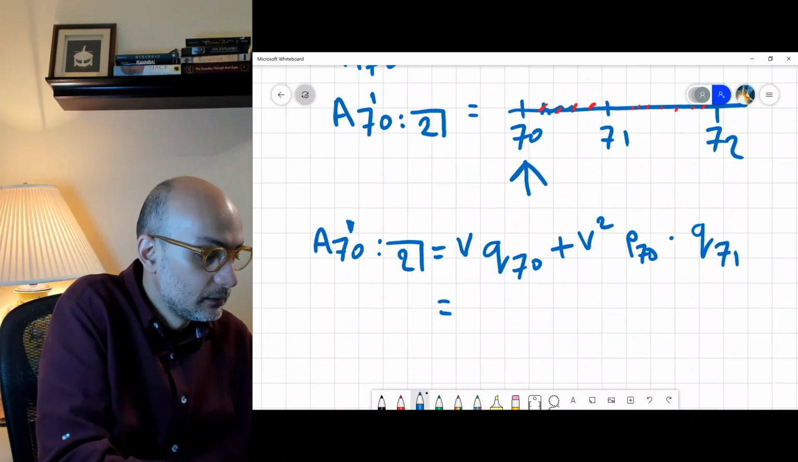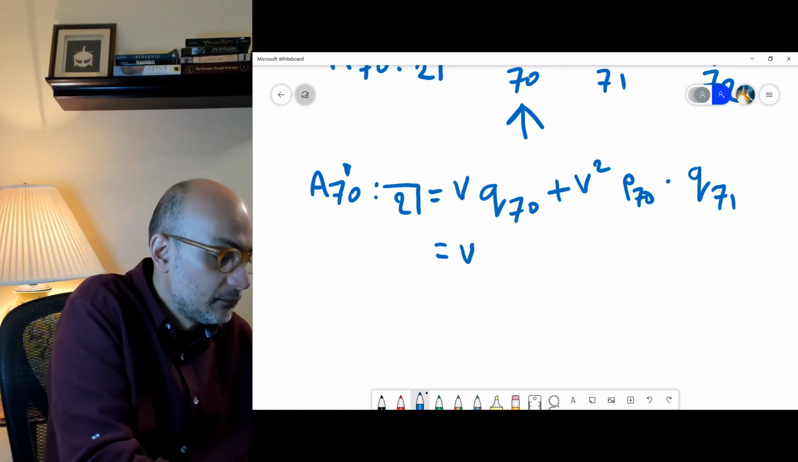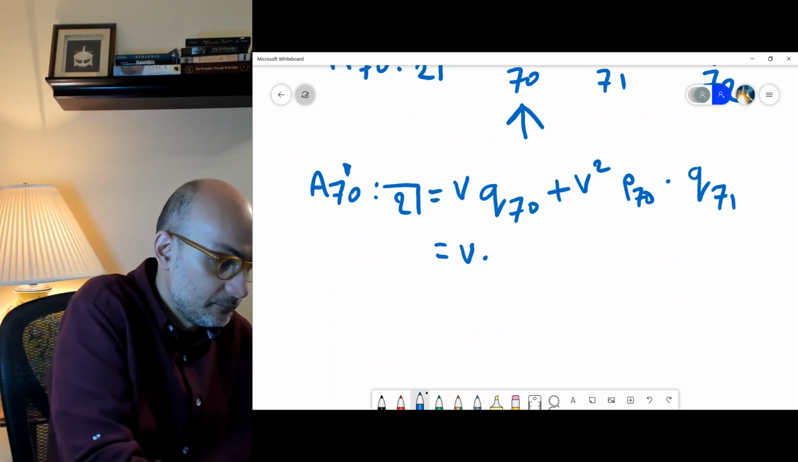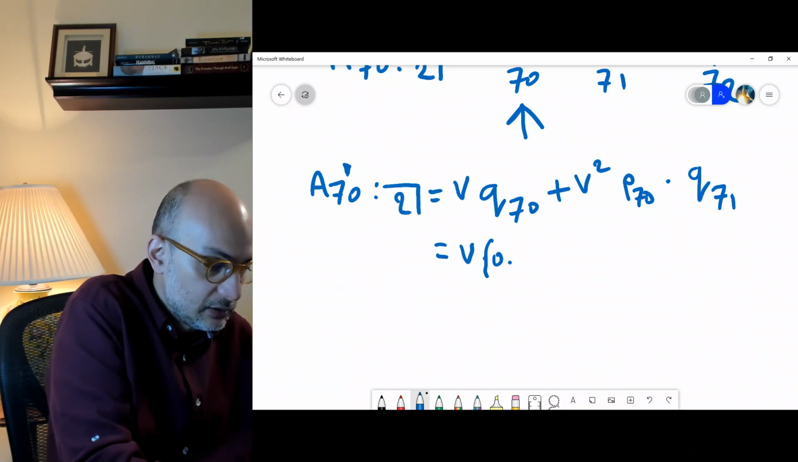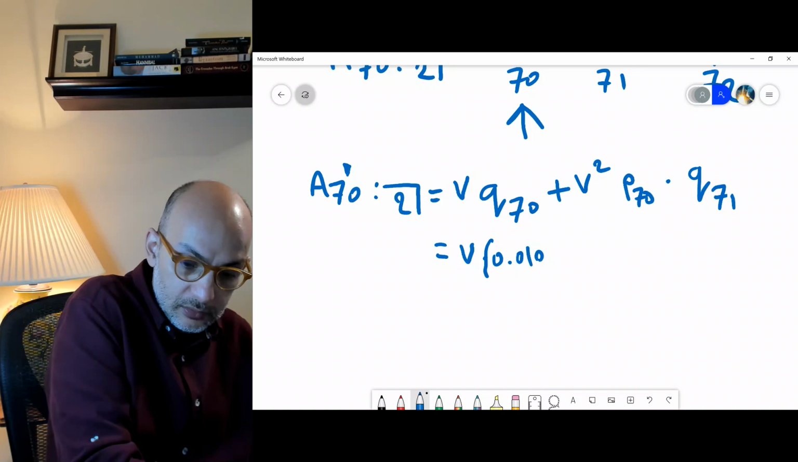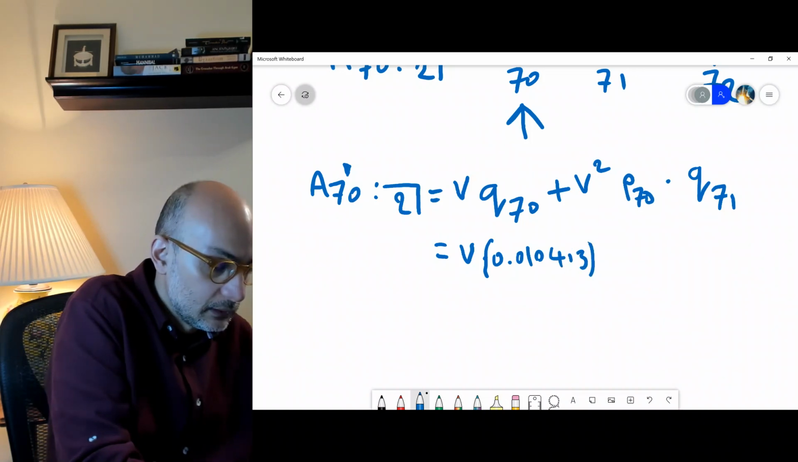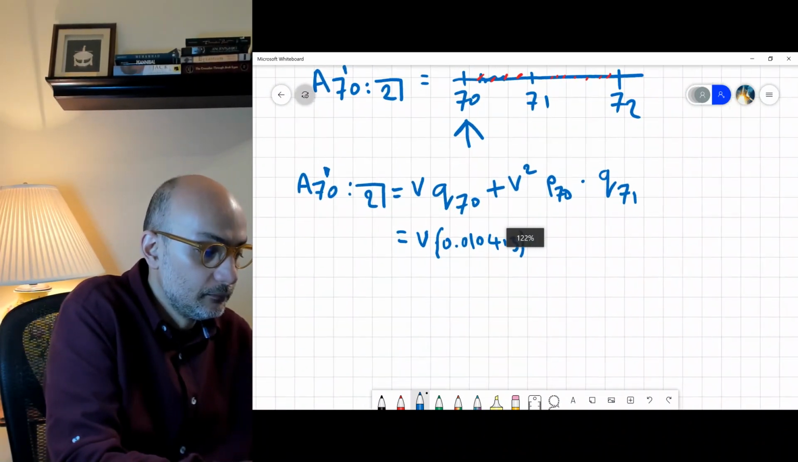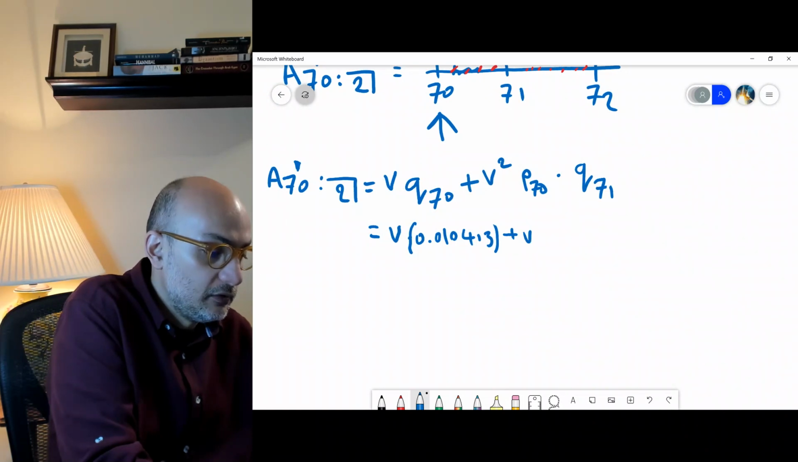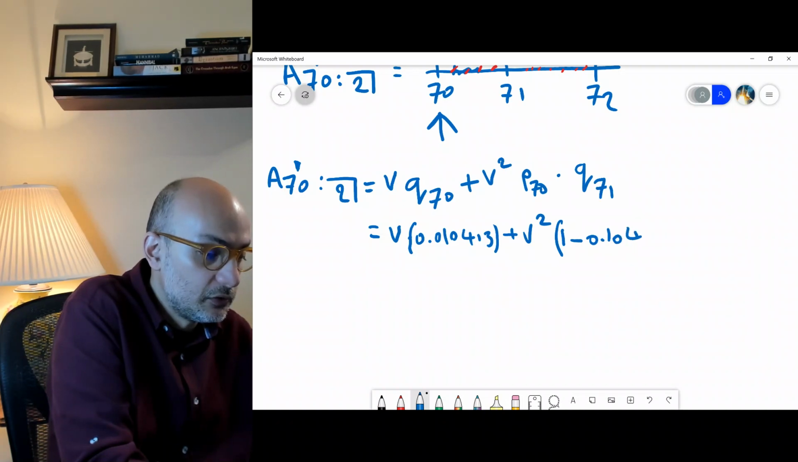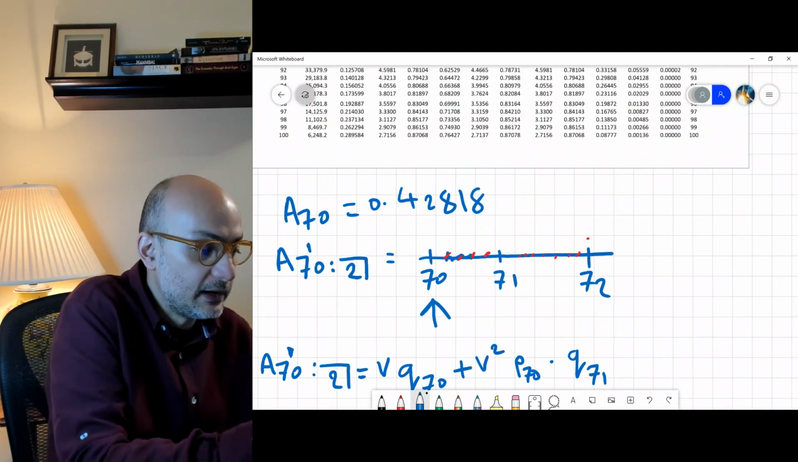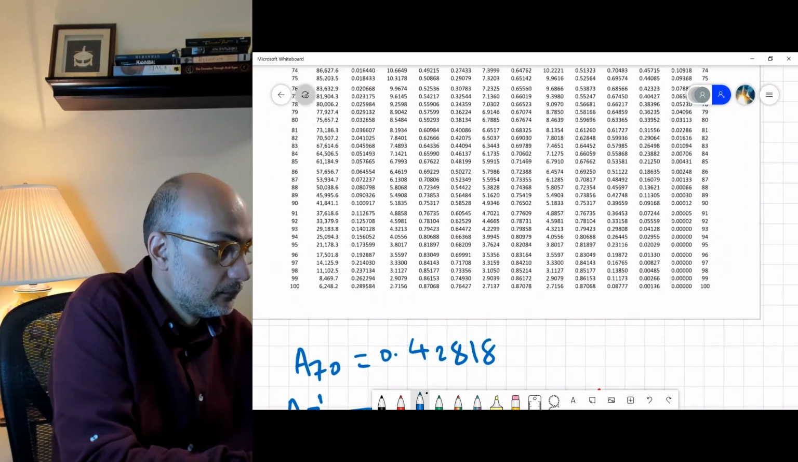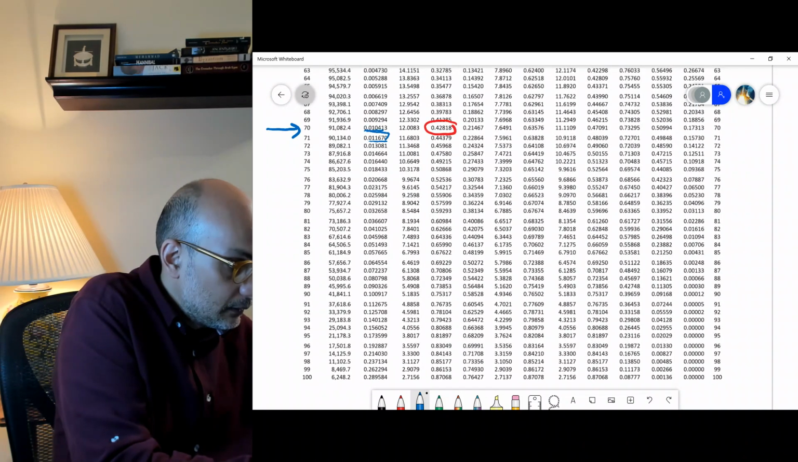So you have V multiplied by 0.10413, plus V squared, P is the complement of that one, 1 minus 0.10413. And then Q71, again, you take it from here, this one.